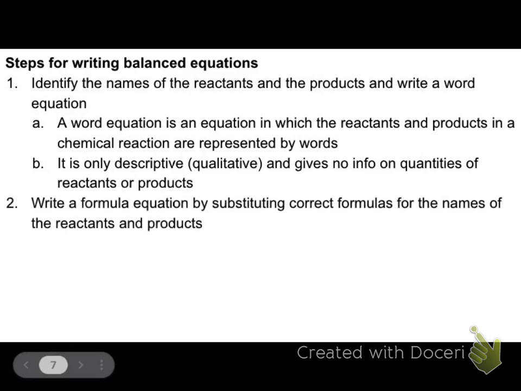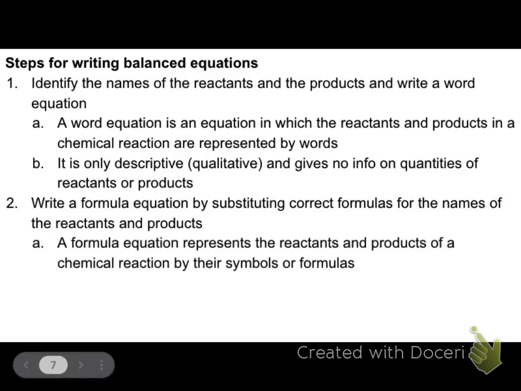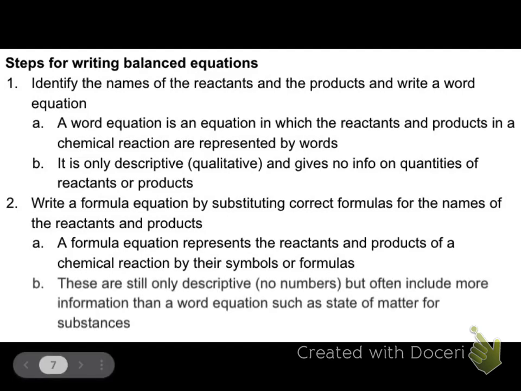Step 2, write yourself a formula equation by substituting in the correct formulas for the names of the reactants and products. A formula equation represents the reactants and products of a chemical reaction by their symbols or formulas, but it is still only descriptive because there will at this point be no numbers, just subscripts. But they often include more information than a word equation might. For example, formula equations often include a parentheses with a description of which state of matter the substance is in.